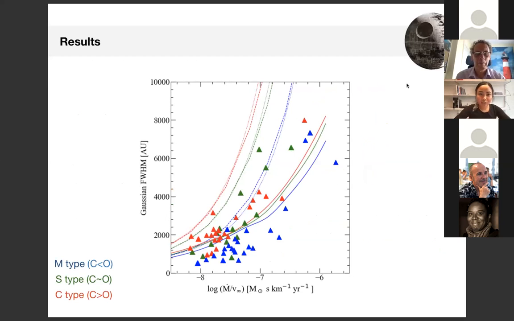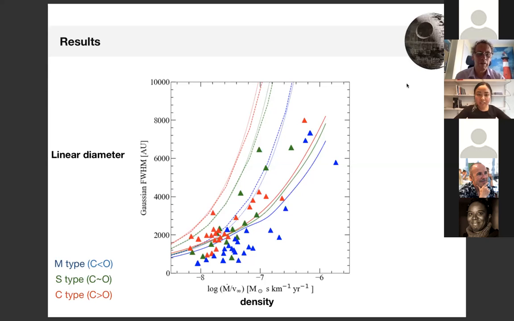So this is the main result that we have on the size. The colors that you see represent the different chemical types. In blue, you have the M-type stars that have more oxygen than carbon. In red, you have the carbon stars, the C-type stars that have more carbon than oxygen. And in green, you see the S-type stars that have a C/O ratio around one.